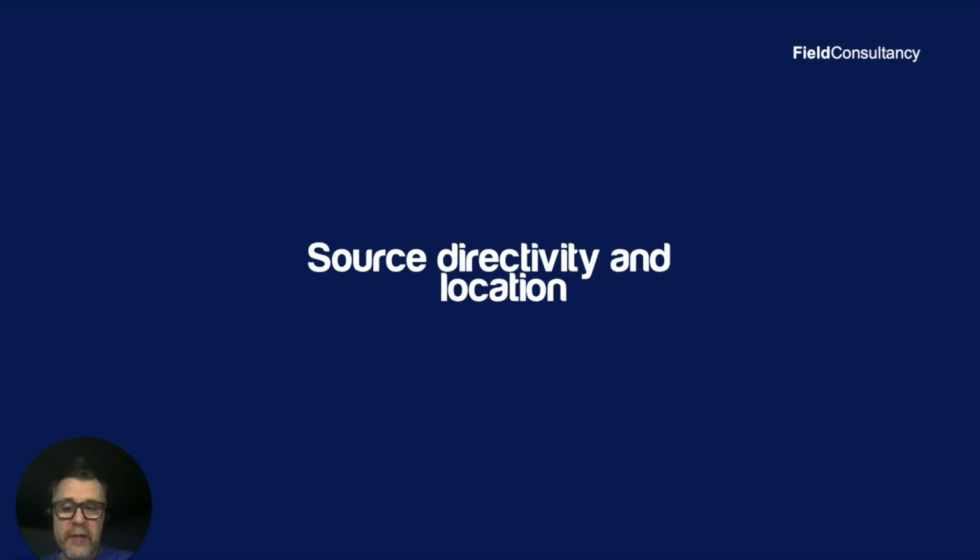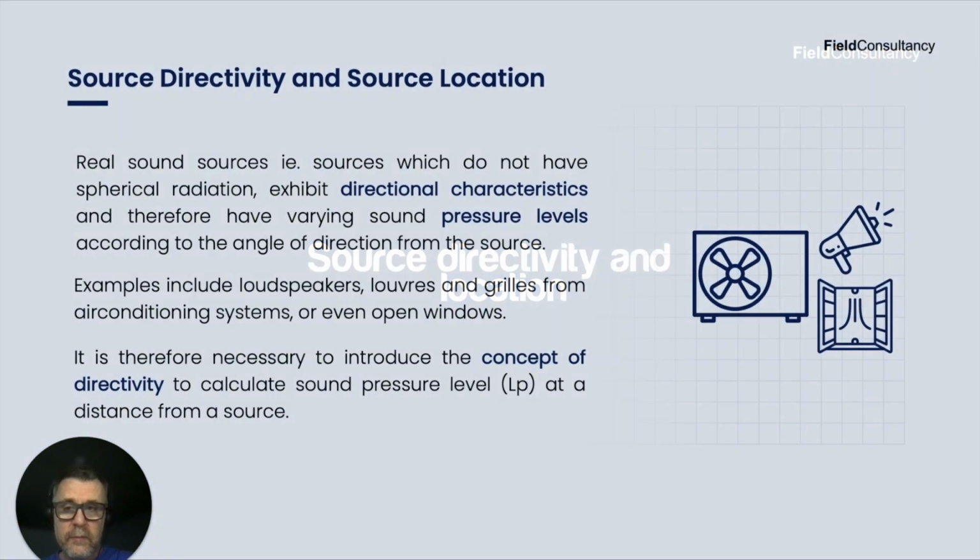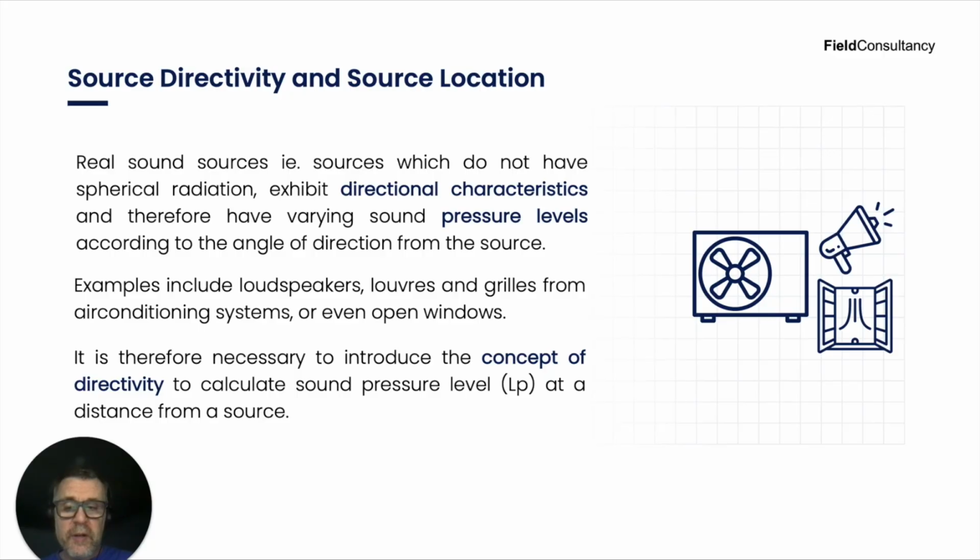Source directivity and location. We've looked at the case of an ideal or theoretical omnidirectional source of sound, which radiates evenly in all directions. Real sound sources, or sound sources that do not have spherical radiation, exhibit directional characteristics and therefore have varying sound pressure levels according to the angle of direction of the source.